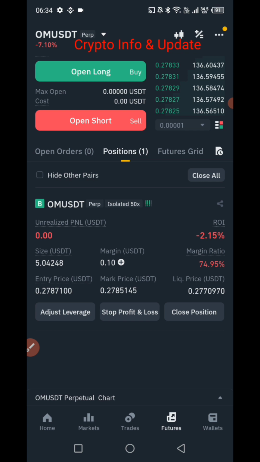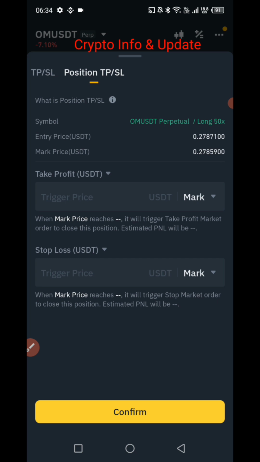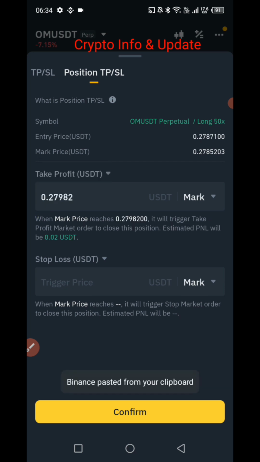So you copy it, go back to your trade, then click on stop profit and loss. Click on position TP/SL. Then come over here where you have take profit, which is the first section, and paste the value you got. Can you see this? So it means when the price gets to 0.27982, when it appreciates or increases to 0.27982, I'm going to make 0.02 USDT as my profit.